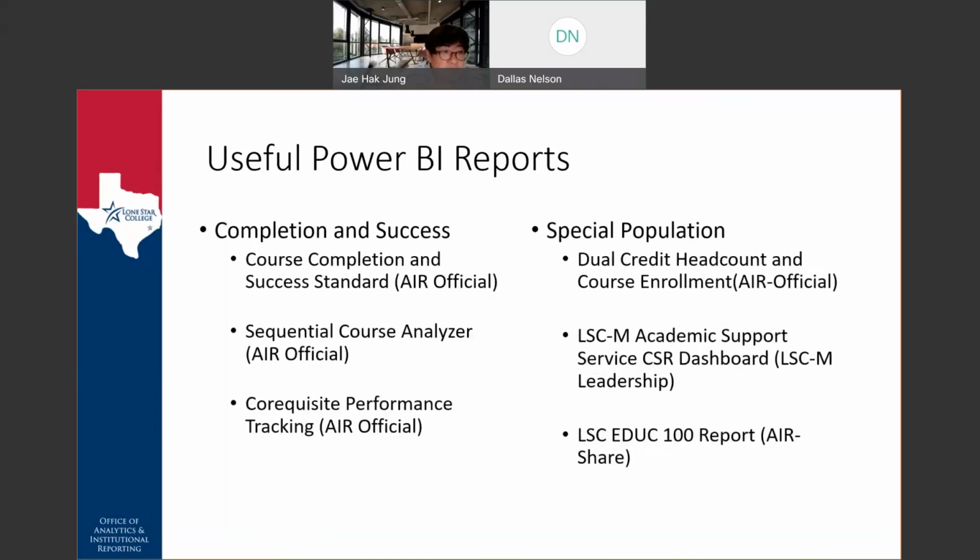If you are focused on student completion and success, the Course Completion and Success standard report is under AIR Official. You can see the course completion and success rate of each course across several years. You can also use the Sequential Course Analyzer and the Co-requisite Performance Tracking report. I am going to show each of them in more detail after this.